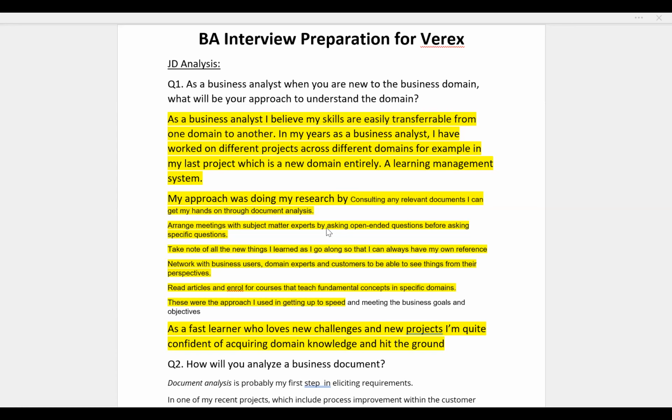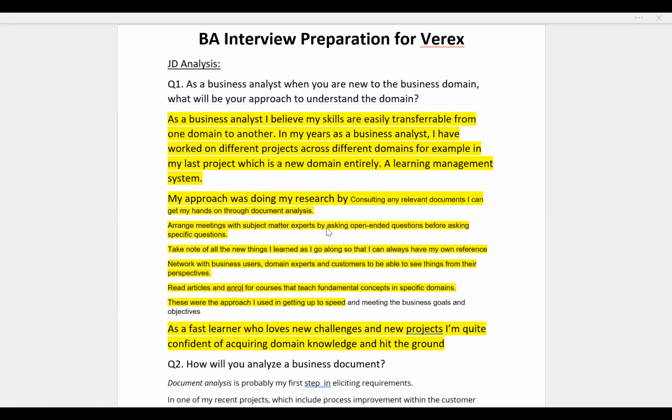There are four approaches that I will suggest you when you are new to any domain, how to tackle that. First one is understanding the project, rather than learning the domain. So I would suggest first you will understand the project by looking for some project documentation, some SOWs, some emails. Whatever documents are there, you have mentioned that, you will do that document analysis.